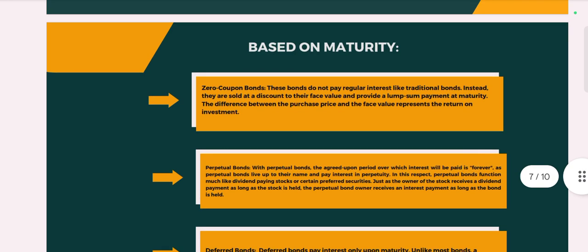Next, based on maturity. Zero coupon bonds. These bonds do not pay regular interest like traditional bonds. Instead, they are sold at a discount to their face value and provide a lump sum payment at maturity. The difference between the purchase price and the face value represents the return on investment.